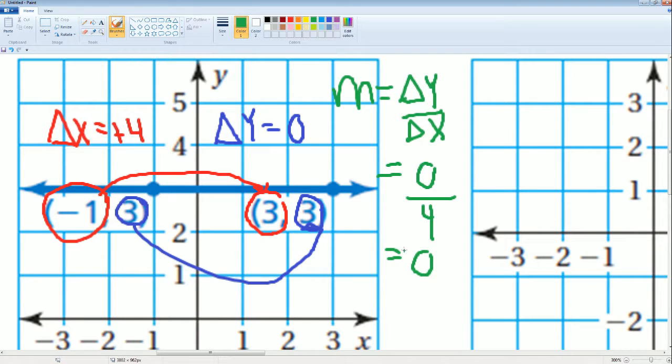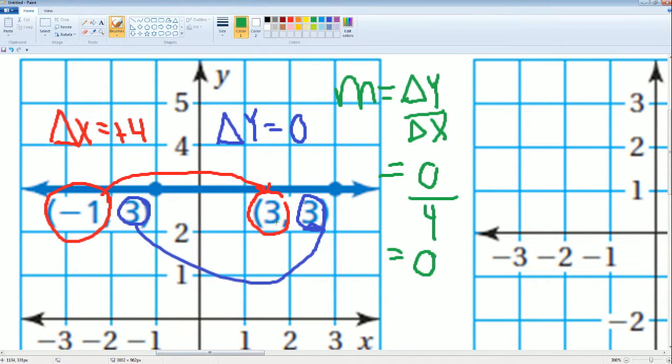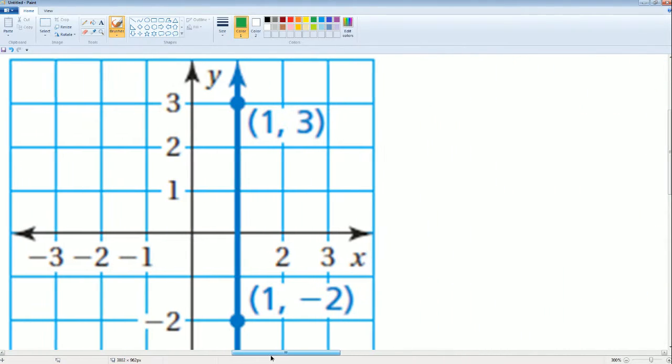This we would call the zero slope. Zero slope. Do not call this the nothing slope. Zero slope. The value is 0. It's not nothing. It's 0. Don't get those two wrong. Let's do the next one.